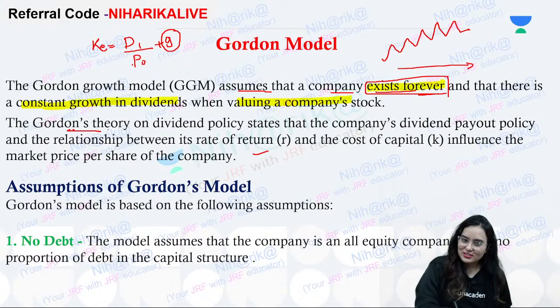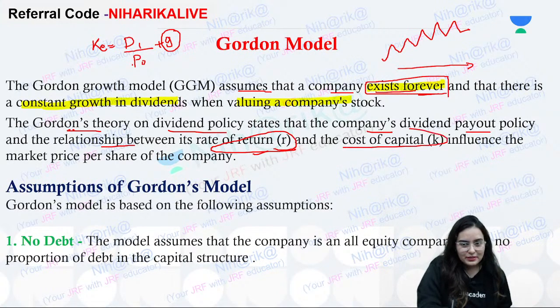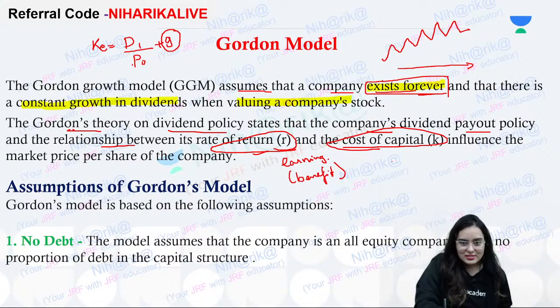Next, Gordon's theory on dividend policy states that the company's dividend payout policy and the relationship between its rate of return and the cost of capital, that means our earning, our benefit versus our cost, influence the market price of the company.